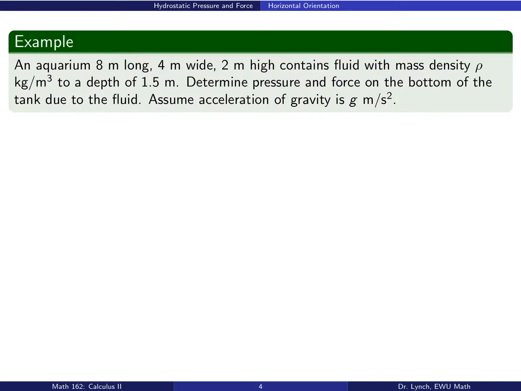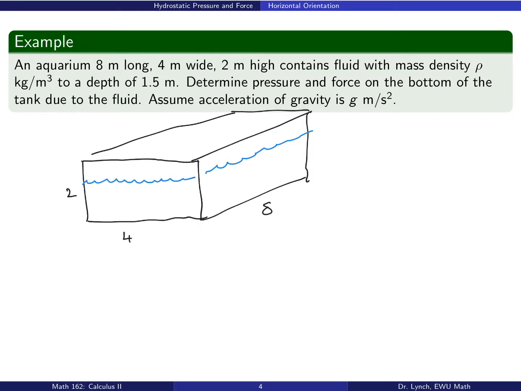So a couple examples. Here's the first one. Let's suppose that we have an aquarium that's 8 meters long, 4 meters wide, and 2 meters high. Fluid with mass density rho kilograms per cubic meter to a depth of 1.5 meters. We'll determine the pressure and the force on the bottom of this aquarium due to the fluid. And here, instead of thinking about the acceleration of gravity taking on the value 9.8 meters per second squared, we're just going to leave it as g. So here's a sketch of our aquarium, 8 meters long, 4 meters wide, and 2 meters high, with fluid to a depth of 1.5 meters.